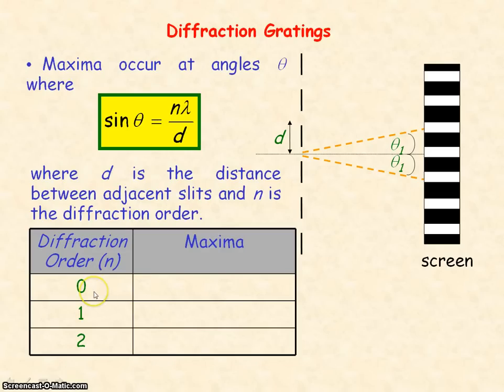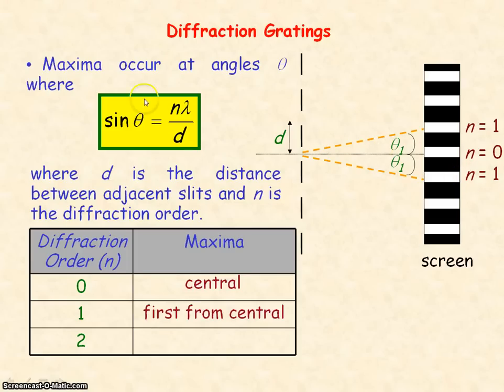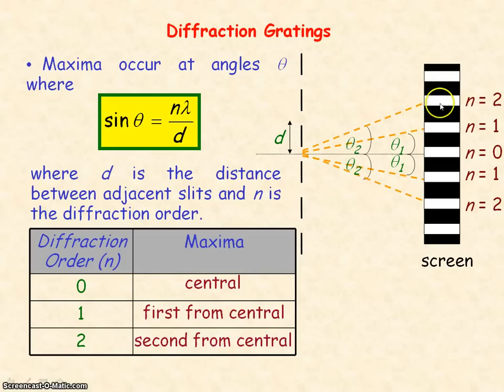So when n equals 0, that represents the central maximum. When n equals 1, it's the first maximum from the centre, so our theta will be our theta 1. And when n equals 2, it will be the second maximum from the centre. So the second order maximum makes an angle of theta 2 relative to the centre.